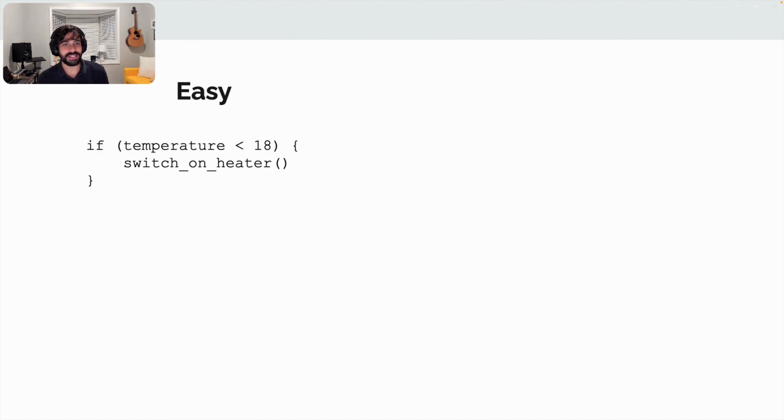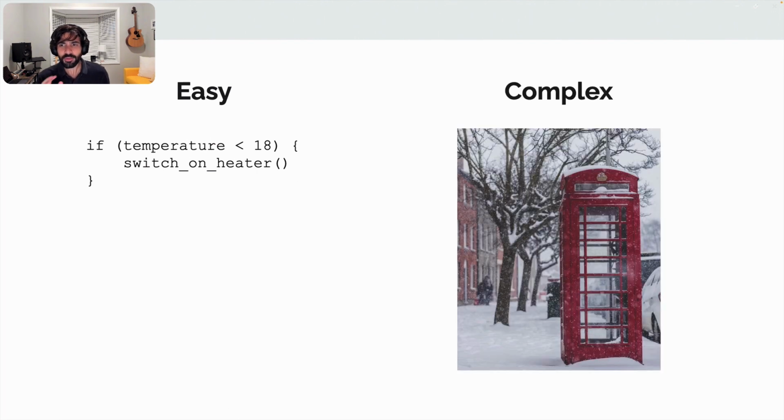Here's our nice easy algorithm where if the temperature is less than 18 degrees, then we switch on the heater. Inside of our thermostat, that's the algorithm that's running. Another way to look at that would be, imagine if we had a camera instead of our thermometer in the thermostat. Imagine we had a camera looking outside at the street, and we're trying to say, if it looks cold outside, let's turn on the heater.